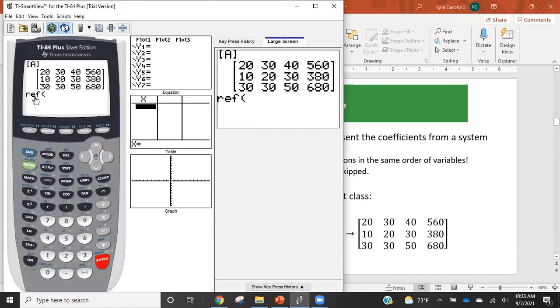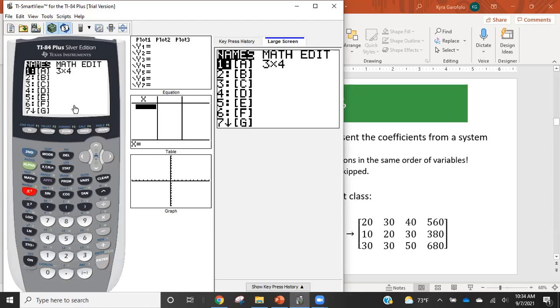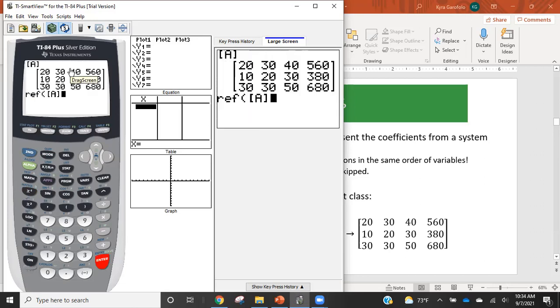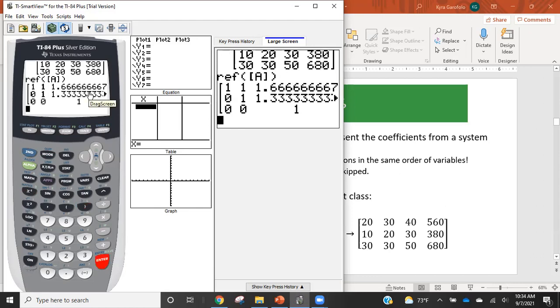But if we tell it we want the REF of matrix A, so we'll go in the second matrix, this is how we tell it to just recall one of the matrices. So REF of A, and then close your parentheses so you don't get an error, and press enter. It's going to give us our solution. Now again, notice this is in decimals. You can scroll over if you need to see more of it, because our solutions are way over there, right?